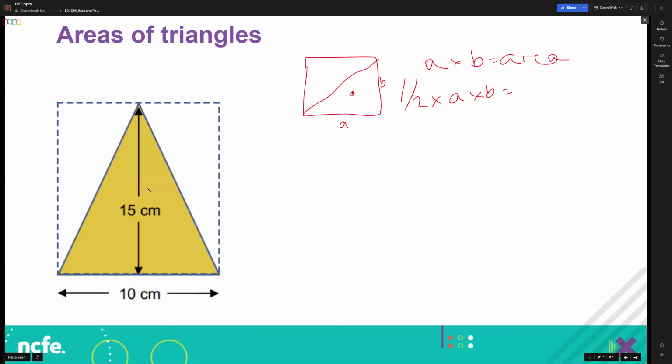So if we look at this diagram, this would be your H, the height, and then this is your B, because it's your base. So the formula for the area of a triangle is half times B times H, B standing for base, H standing for height. So in this case, let's figure it out: half times 10 times 15, that's 5 times 15, that's 75.